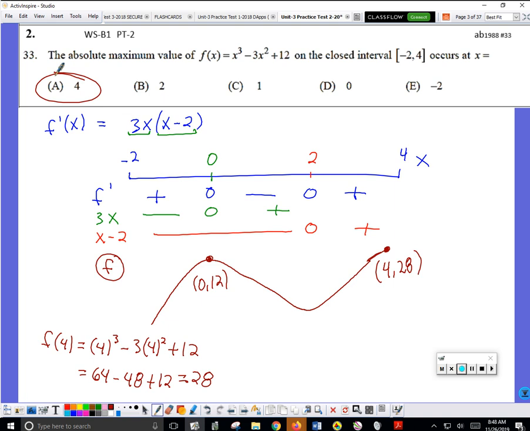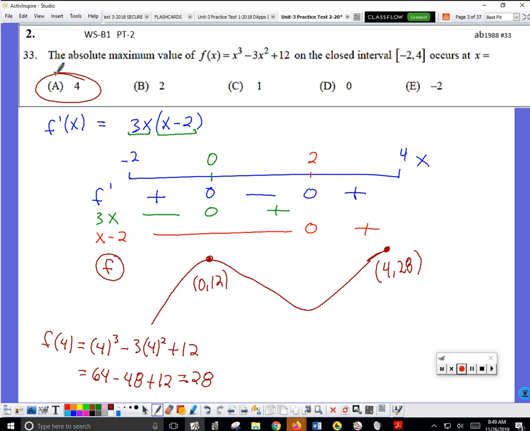Just to be clear, if it's asking for the relative or local max, it's just asking for the high points. Oh no, good question. Hold on, everybody look. That's a good question. Okay, it's on your white reference sheet.